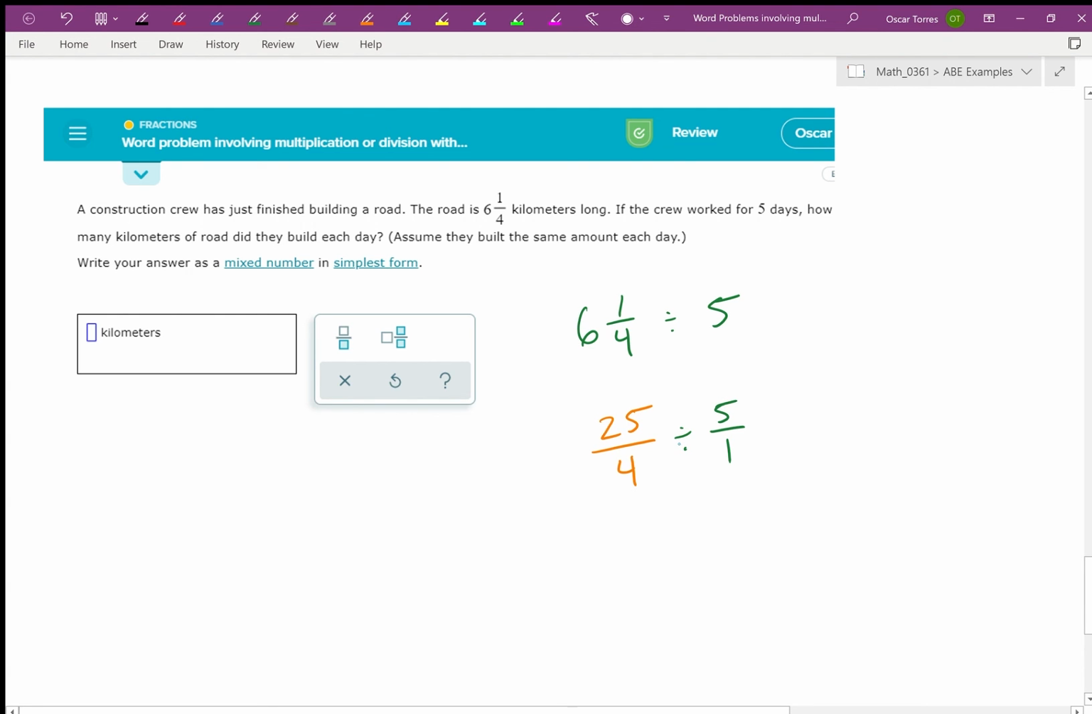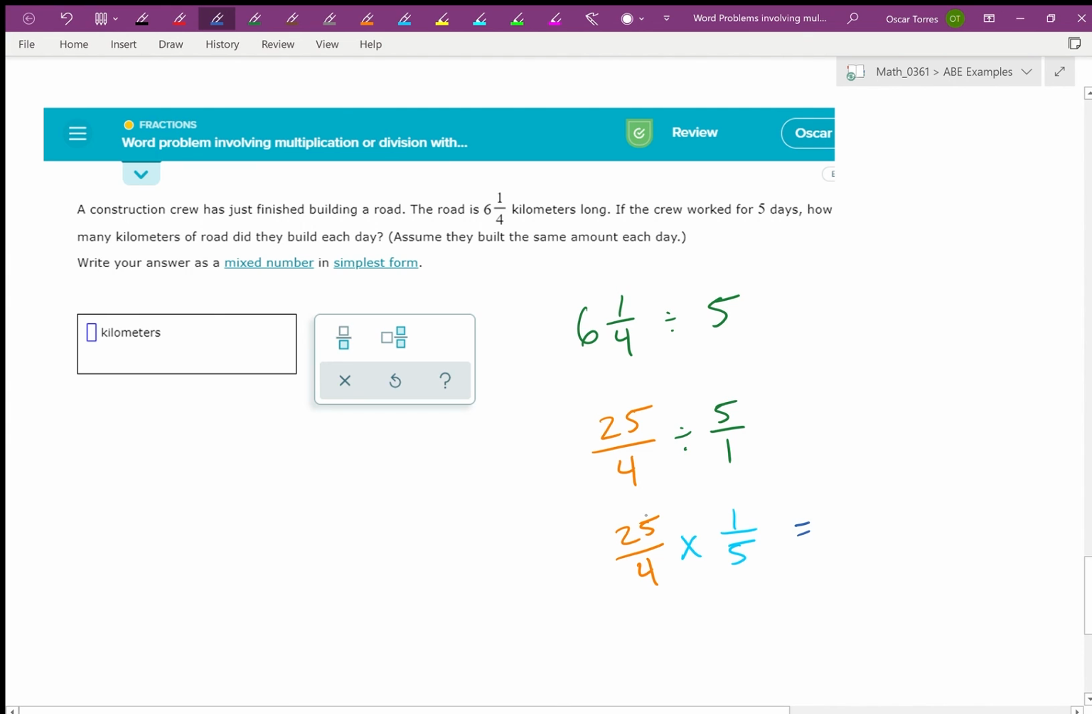Now, since it's a division problem, we need to change it to multiplication and take the reciprocal of the second fraction, or flip that second fraction around. So that's what we do here, and that first fraction always remains the same. Now we can work this out like any other problem.